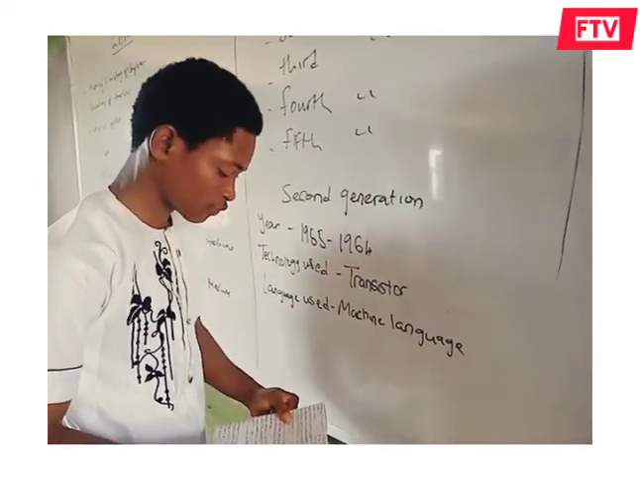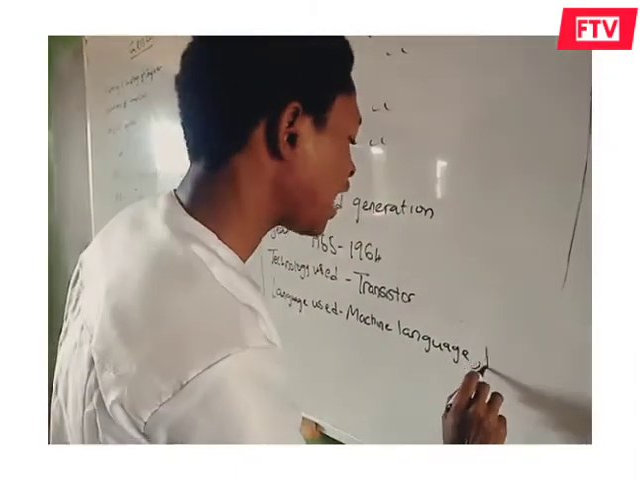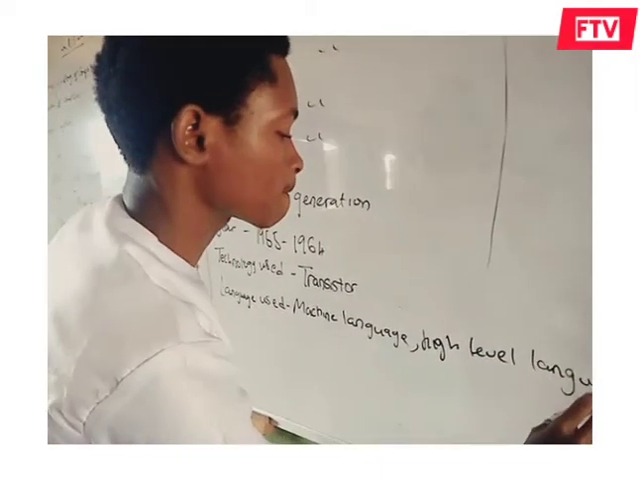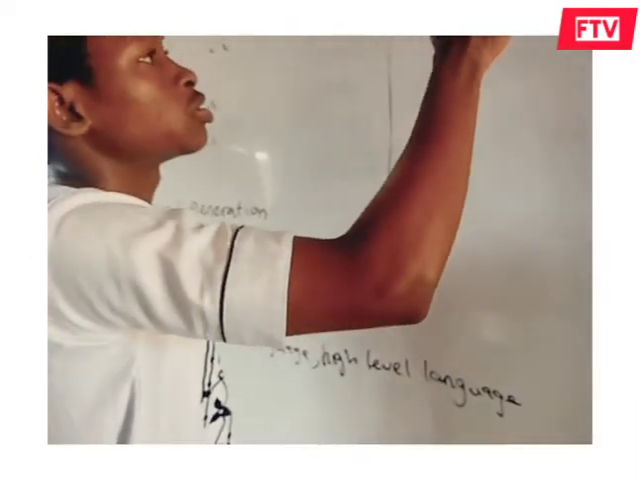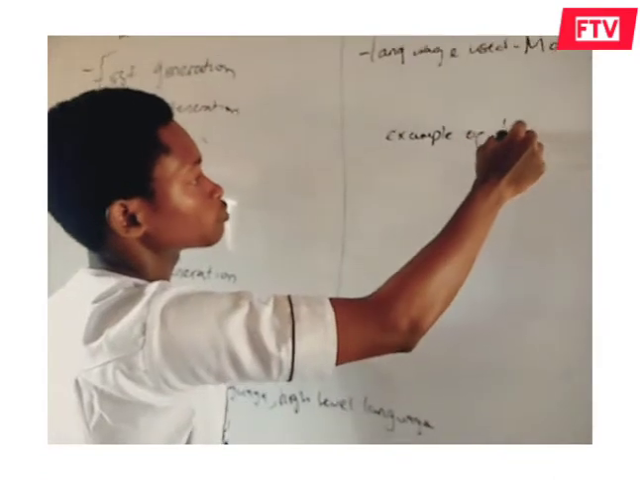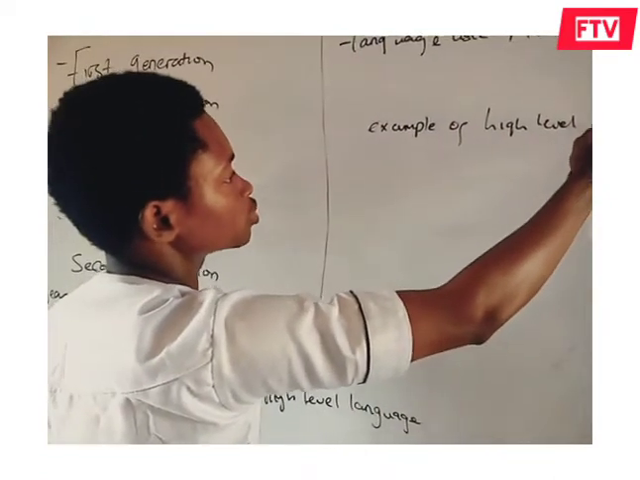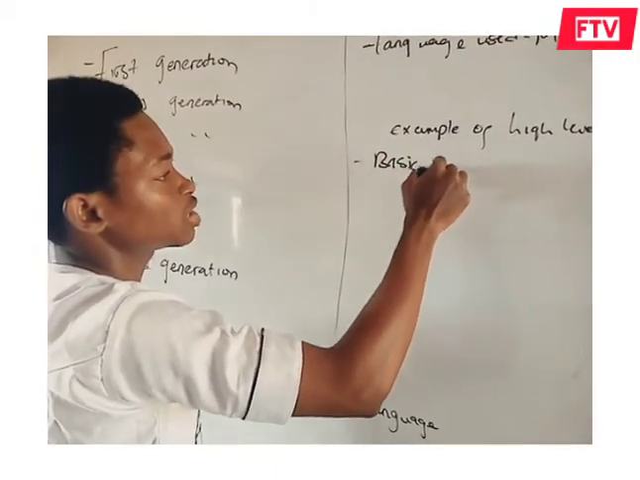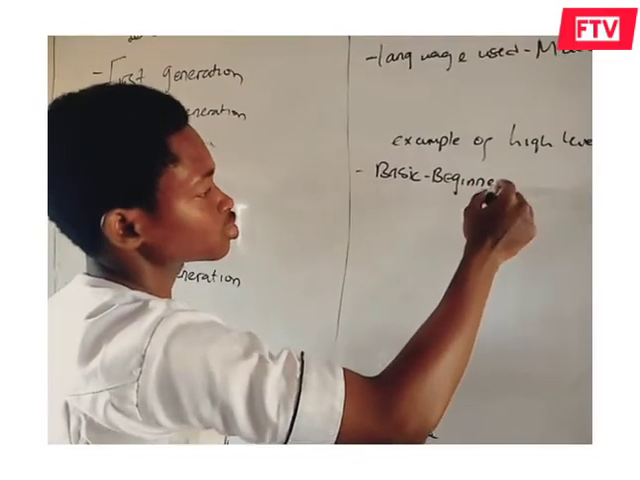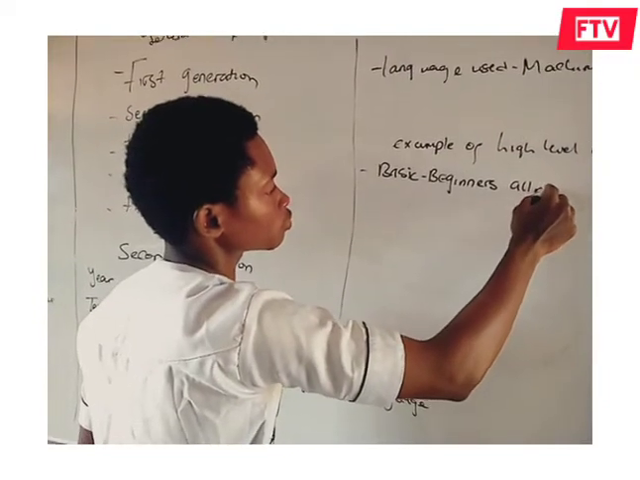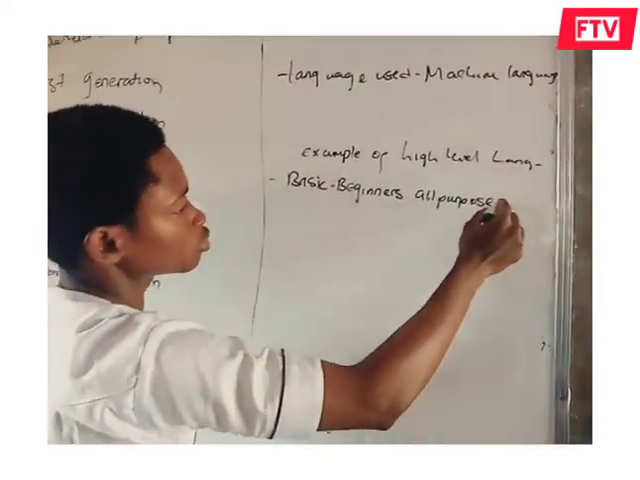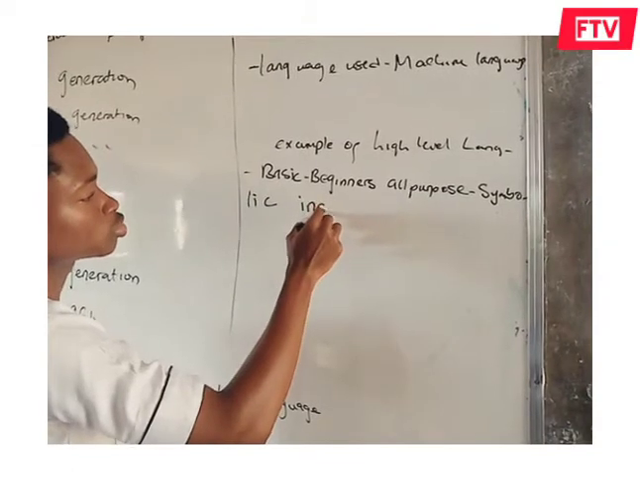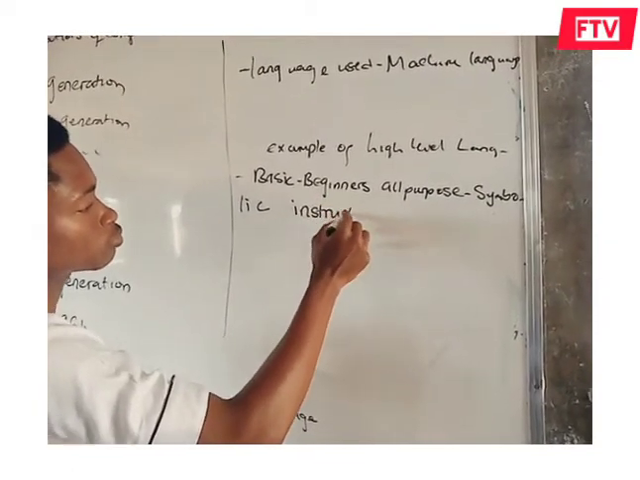as well as high-level language. Examples of high-level language: we have BASIC. It means Beginners' All-purpose Symbolic Instruction Code. Just take note of all these things.